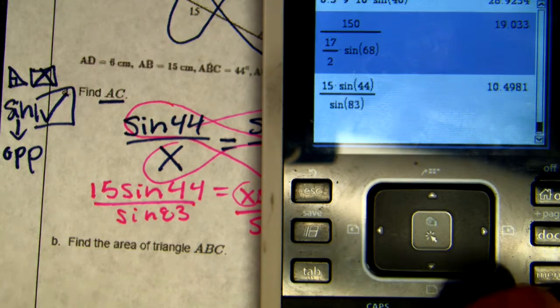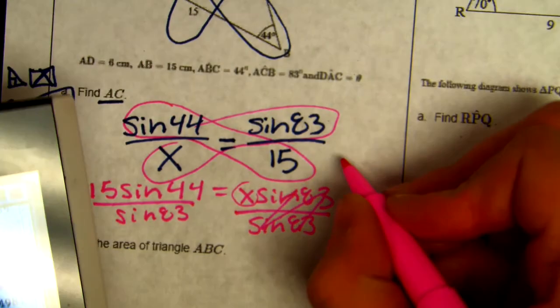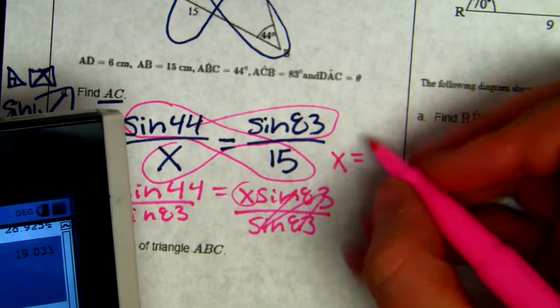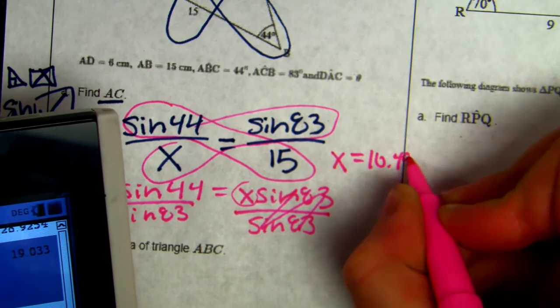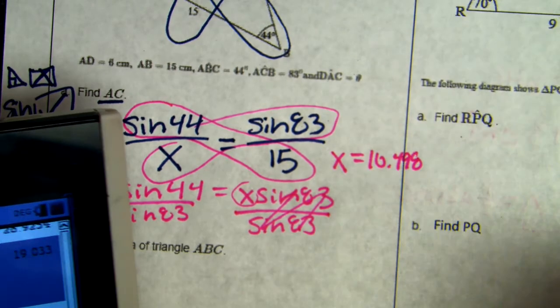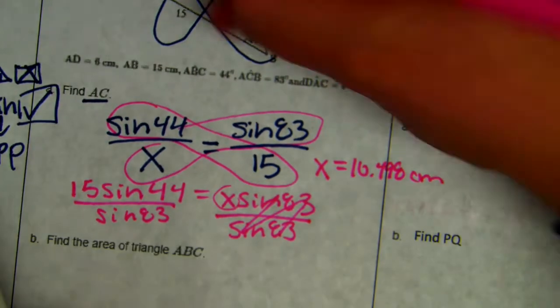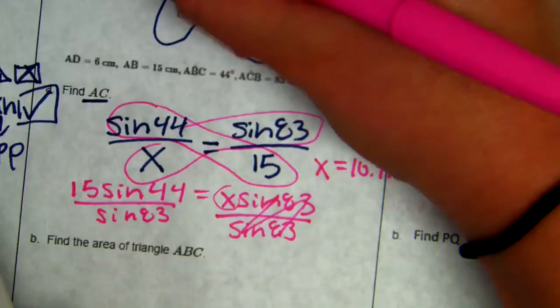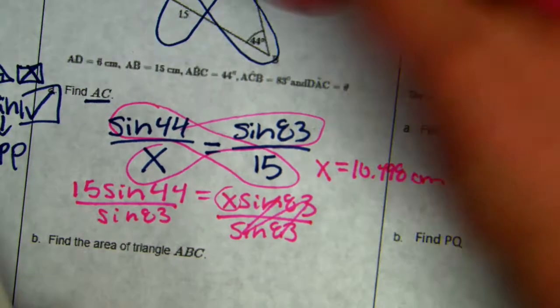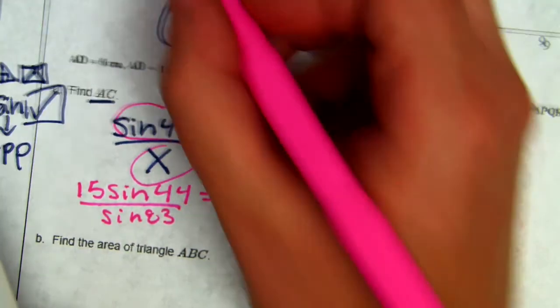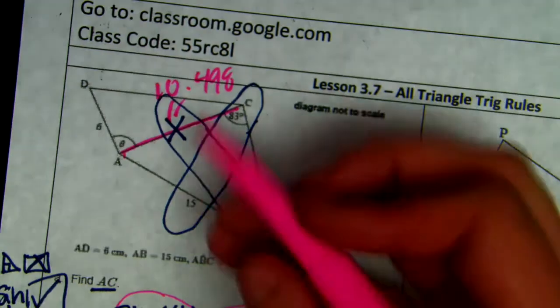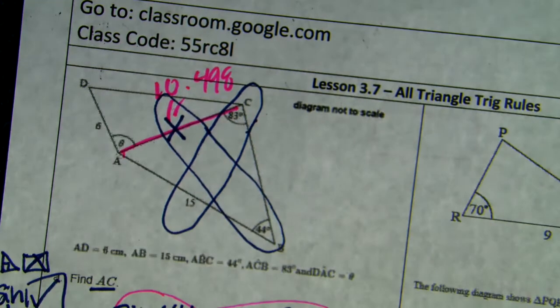That gives me a side length of 10.49, which is exactly what I got over there. So I'm going to say that x equals 10.498 centimeters, if I'm being specific and an excellent math scholar. Good, so I'm going to label that right in here as soon as I find that, so I don't forget that that's the side that I found. This side is 10.498.